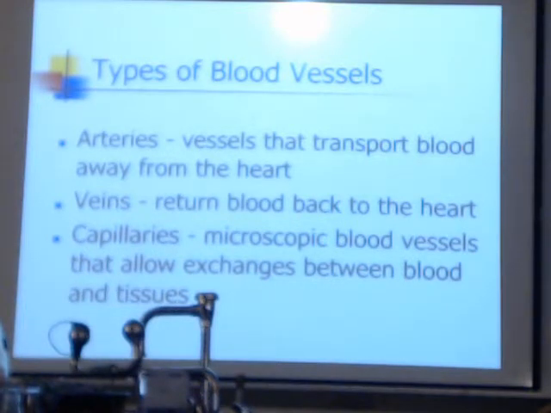Know what an artery is. It is a vessel that transports blood away from the heart. If you remember from the heart lecture, with the exception of the pulmonary artery, all other arteries have oxygenated blood. All veins except for the pulmonary vein have deoxygenated blood. And capillaries are microscopic blood vessels that allow carbon dioxide, oxygen, and nutrients to exchange in a capillary web. That's where veins and arteries meet, and all of that is happening.